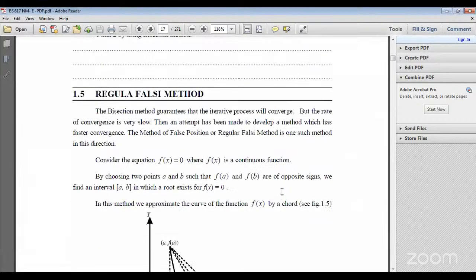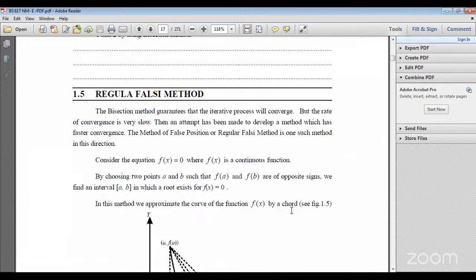This is the Regula Falsi method. What is the Regula Falsi method? The bisection method guarantees that the iterative process will converge, but the rate of convergence is very low. An attempt has been made to develop a method which has faster convergence. The method of false position, or Regula Falsi method, is one such method in this direction. So f(x) is a continuous function, choosing two points a and b such that f(a) and f(b) have opposite signs, that is, one negative and one positive. Then the interval (a, b) contains a root of f(x) = 0.